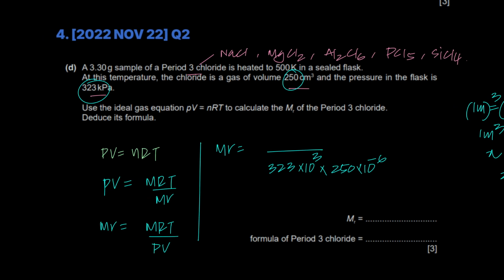And the mass is given to you, 3.30. What is R? It's 8.31. What is temperature? Temperature is 500 Kelvin. What do you get? MR? Use the expression, calculate it. What do you get as your MR?